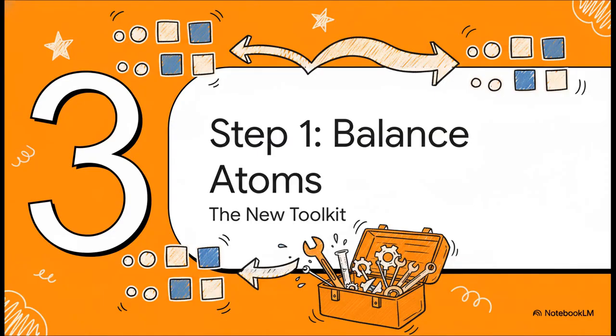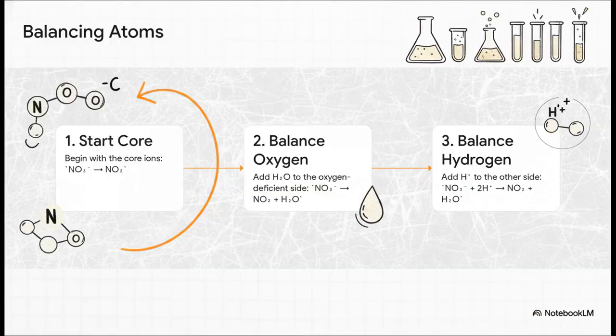So how in the world do we build an equation from scratch? Well, it's a 2-step process. First, we're going to completely ignore the charges. Just pretend they don't exist for a minute. Our only job is to make sure we have the same number of each type of atom on both sides of the arrow.